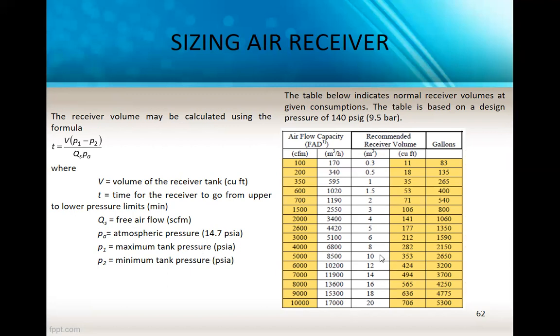There is also an available standardized table. The table below indicates normal receiver volume at given consumption. This table is based on the upper pressure of 140 psi gauge, meaning 100 to 140. So for the airflow of your compressor, the size of your receiver is found here. This is based on a 140 compressor setting. If it is 110, it will be different, so with a lower setting you need a bigger receiver.